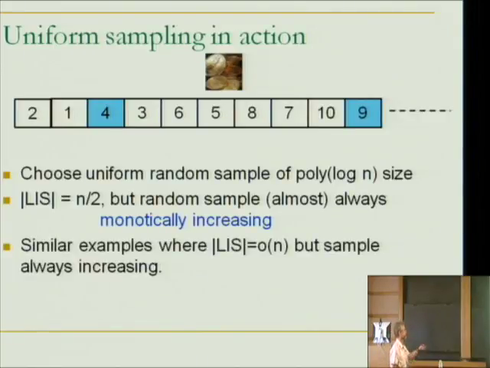You can divide this, instead of blocks of size 2, into blocks of size 10 and have each block of size 10 be decreasing. And you still have the same situation: your random sample will look completely increasing, but the LIS size is tiny.